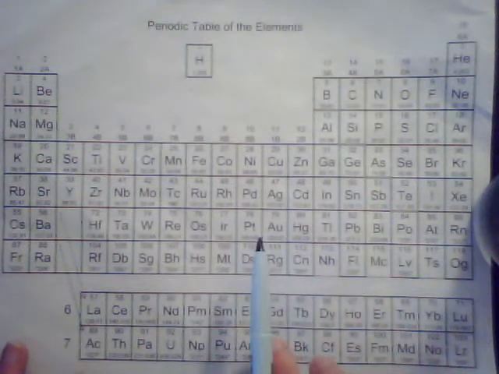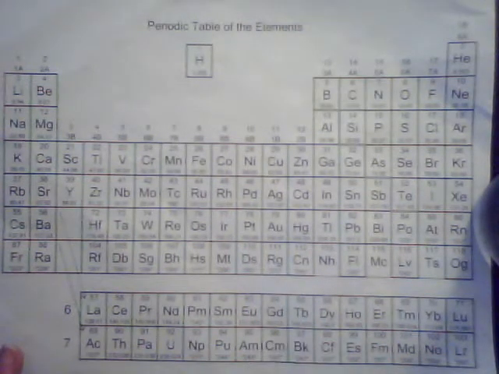When he first put it together, there were only something like 63 elements. And the power of the table and the power of his creation is the fact that it could predict properties about the elements based on where they were in the table.